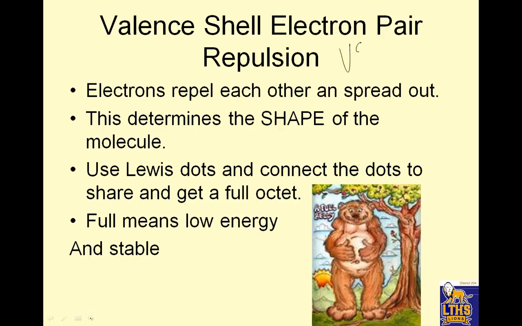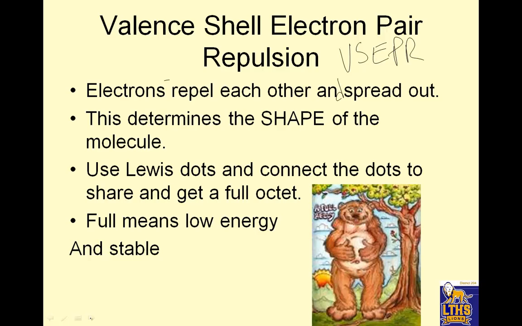Valence shell electron pair repulsion. That's VSEPR. I know it's spelled V-S-E-P-R, but that is how we say it. Electrons are negative, right? And repel each other and spread out. This determines the shape of the molecule because they position themselves as far away as possible.